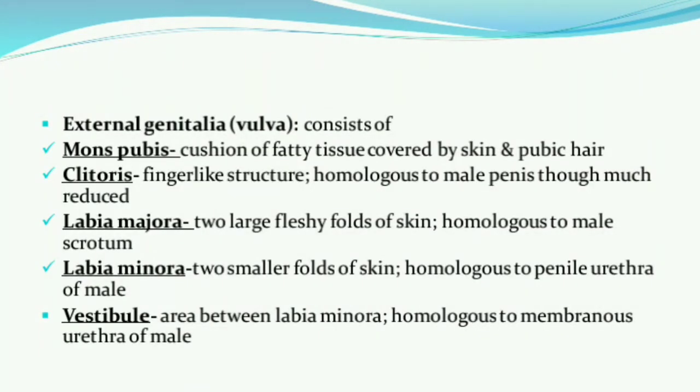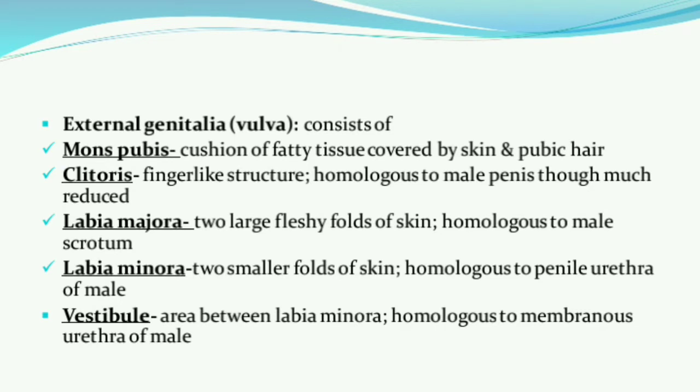Now, let us start with the external genitalia. External genitalia are collectively known as vulva. It consists of, first one is mons pubis. What is that? It is a cushion of fatty tissue covered by skin and pubic hair.